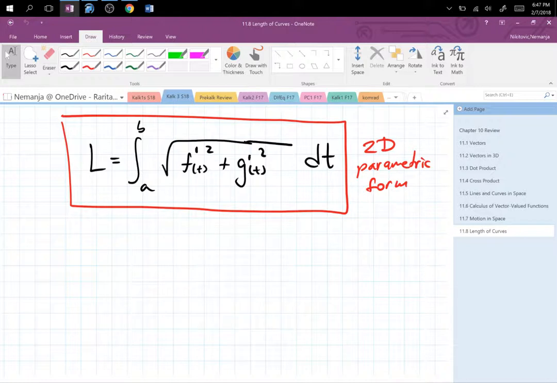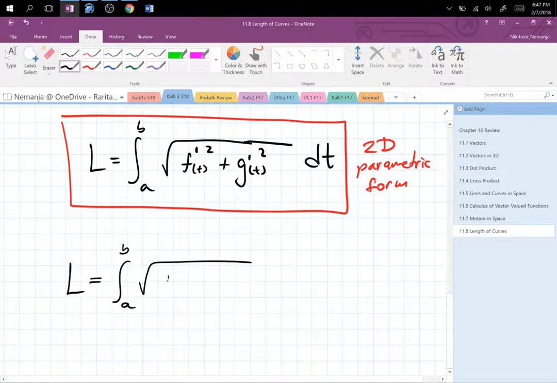Once I have the parametric form in 2D, I can quickly upgrade that to 3D form, where the length in 3D is going to be the integral of the square root of f prime squared plus g prime squared plus h prime squared. They're all functions of t.